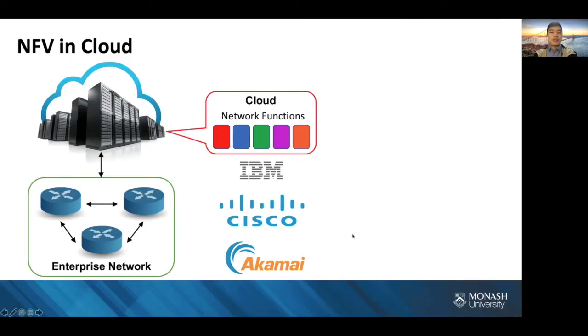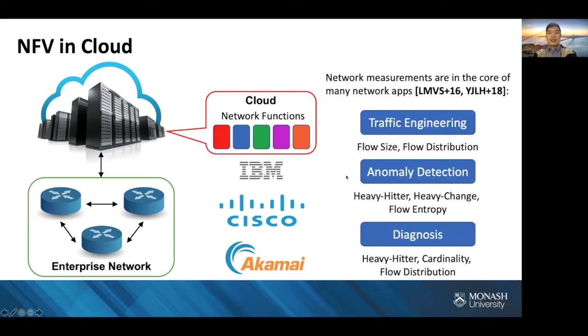Network function virtualization allows enterprises to subscribe to third-party network functions designed by service providers like IBM and Cisco to manage their internal network. In this context, network measurement is a core component of many important network functions. Particularly, we may use the flow size information for traffic engineering, and heavy hitters or heavy change flows for abnormal flow detection.